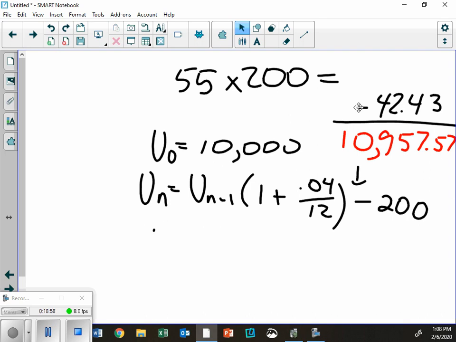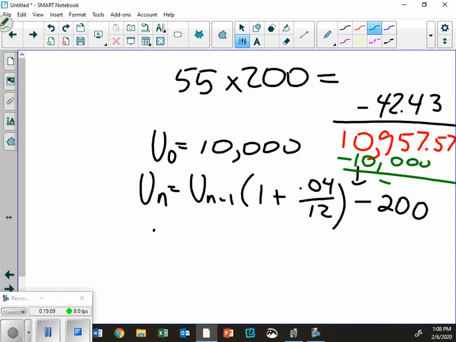How much interest did you pay? Well, I just subtract the $10,000, and it was $957.57. The bank earned $957.57, and that's what you paid in interest.